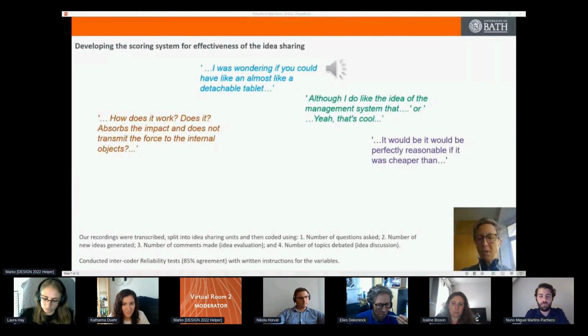That was an example of how we go from the recording all the way through to the coding. We conducted intercoder reliability tests that gave us 85% agreement using instructions for how to code these variables.